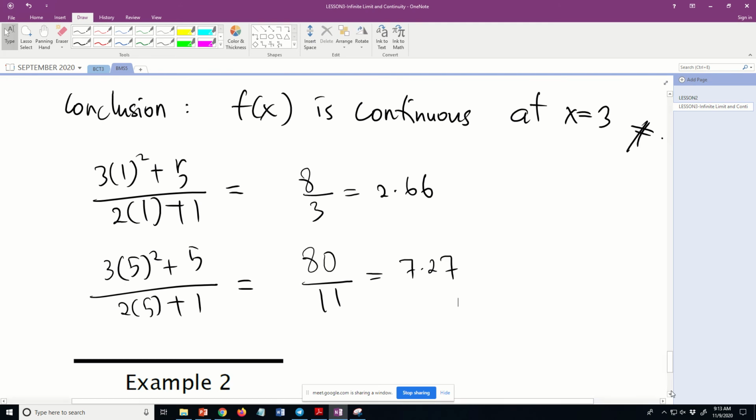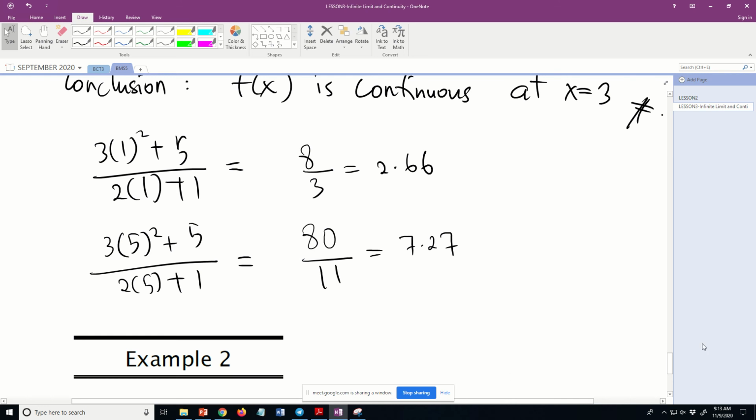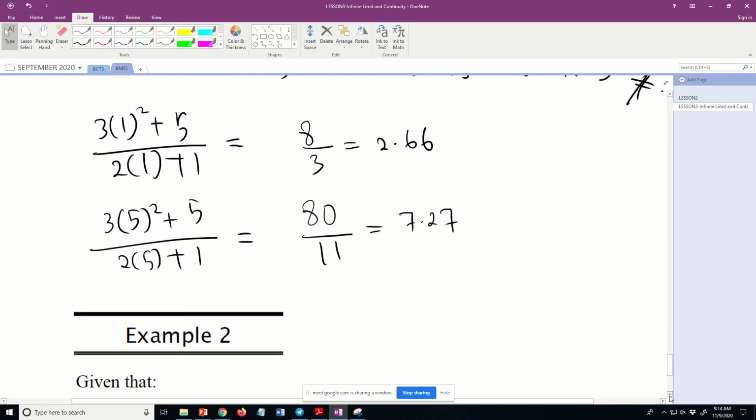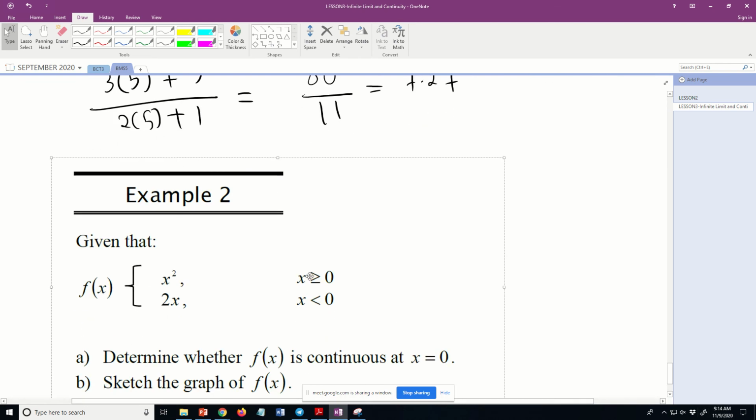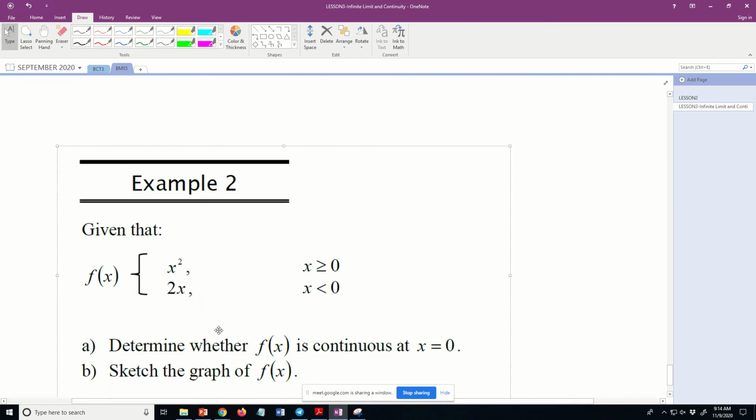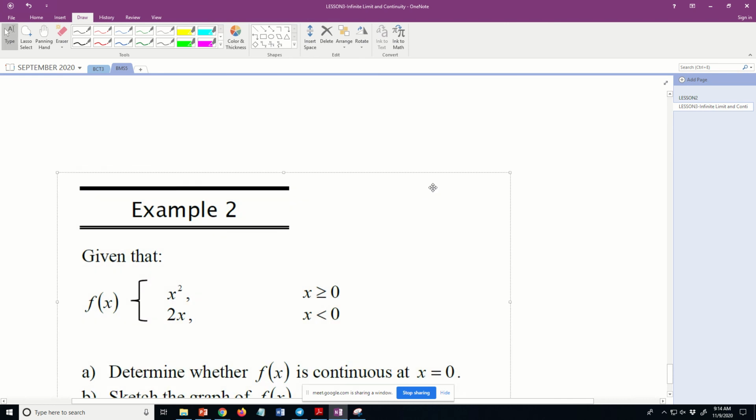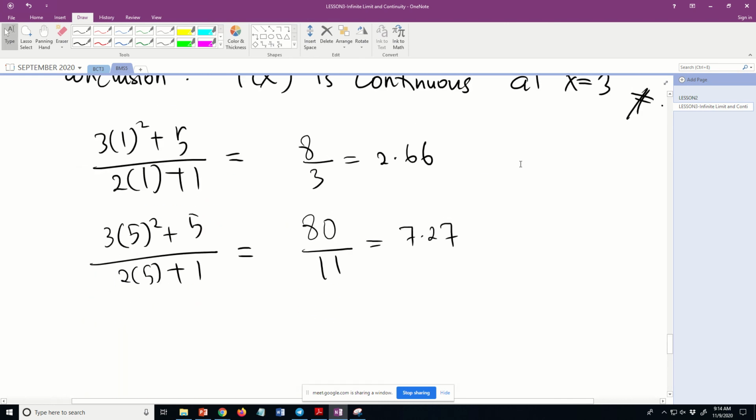Okay, why do I do this? Because roughly I can get the idea of the drawing. I do this because I want to know the direction, where it goes. That's why I put 1 and 5. Okay, so this is what I get. When I want to draw, this is 3, here is 1, here is 5. So I know roughly it goes from here, 2.6, and then it goes up.